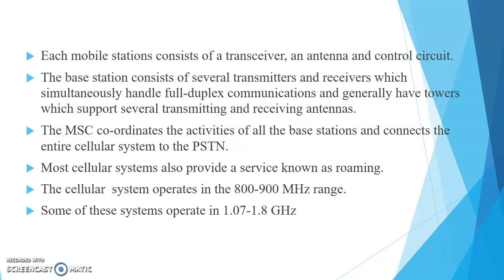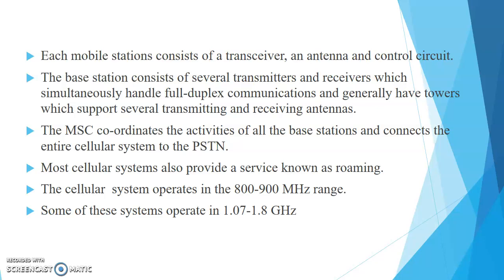Okay, next, the base station consists of several transmitters and receivers, which simultaneously handle full duplex communication. That is, if the base station consists of several transmitters and receivers, each transmitter and receiver will have a two-way communication. Generally there are towers which support the several transmitting and receiving antennas. Next, the base station serves as a bridge between all the mobile users in the cell and connects the simultaneous mobile calls via telephone line or microwave link to the MSC.